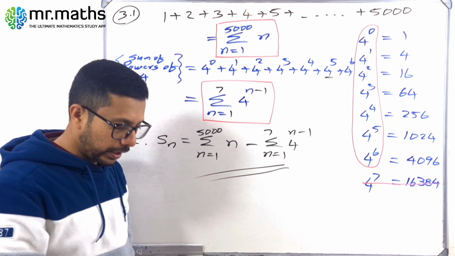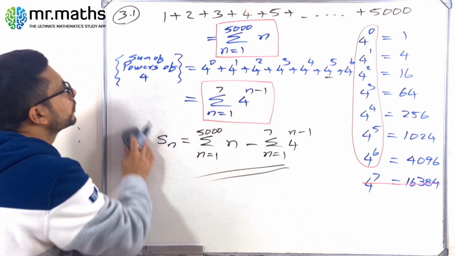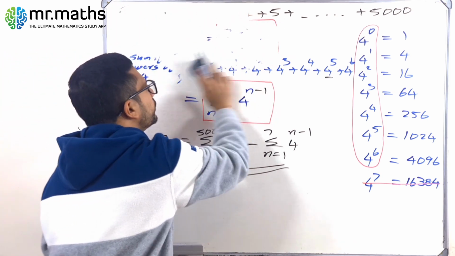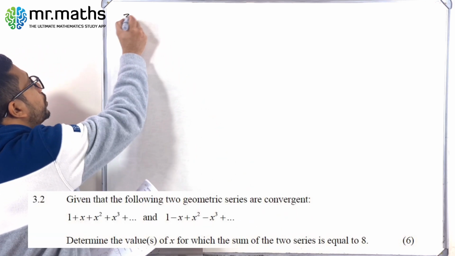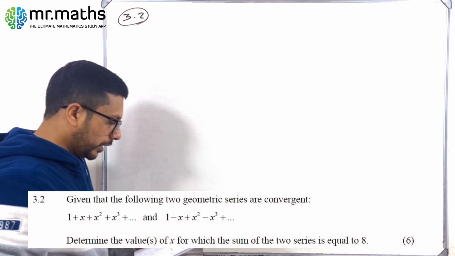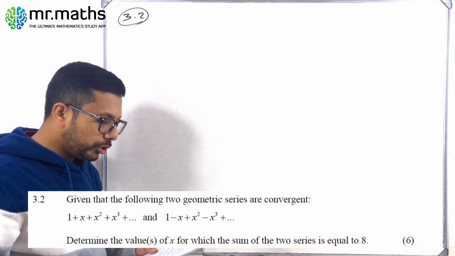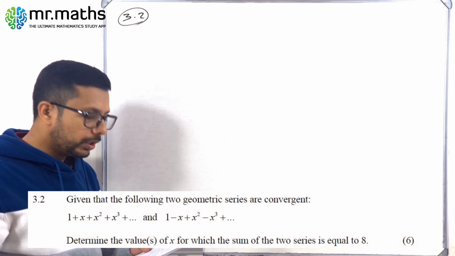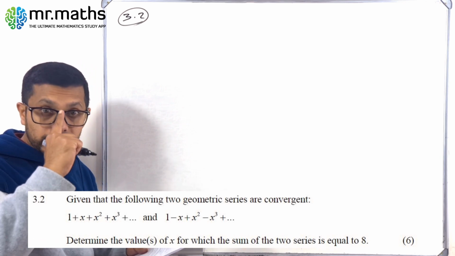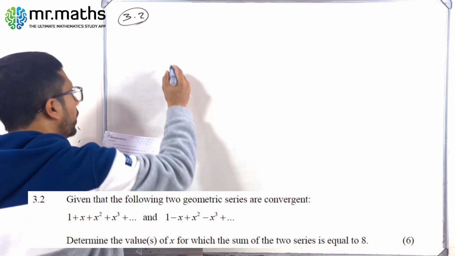Now let's move to the last question, 3.2. Let's move to the next question, question number 3.2. What is that question? Given the following two geometric series are convergent. So there are two geometric series given. What are the geometric series given?